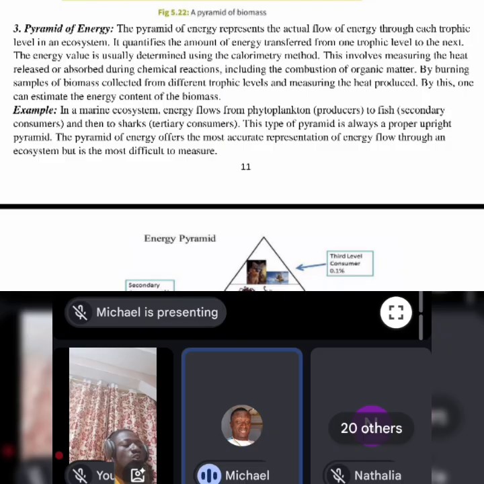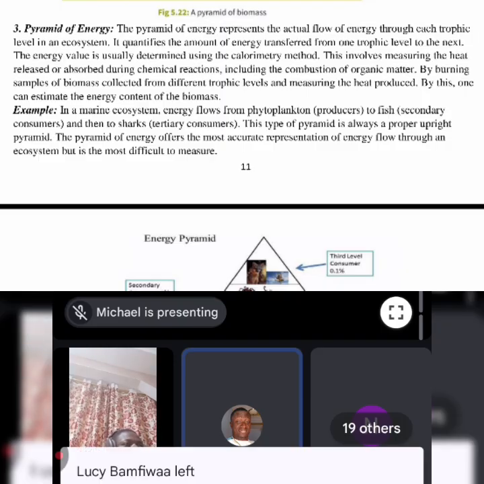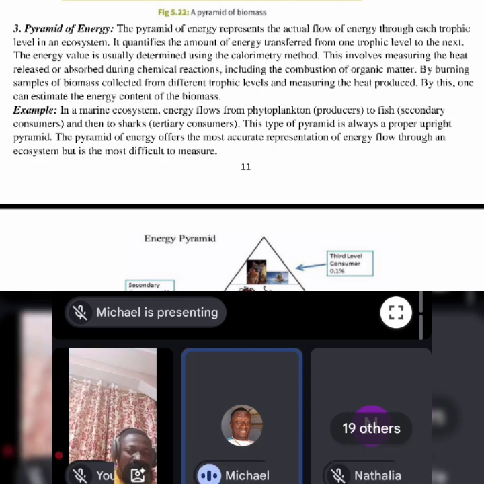This type of pyramid is always a proper upright pyramid because of the energy we are building. So the pyramid of energy offers the most accurate representation. It tells you the value of it, the amount of energy going through.